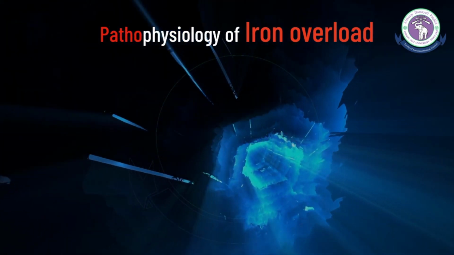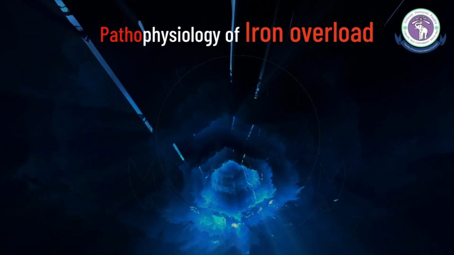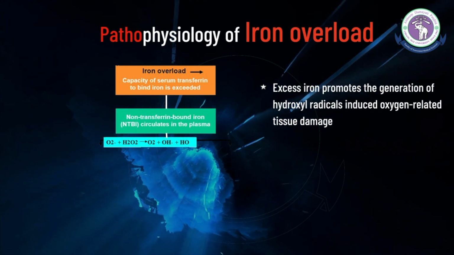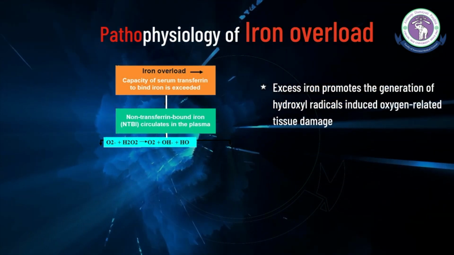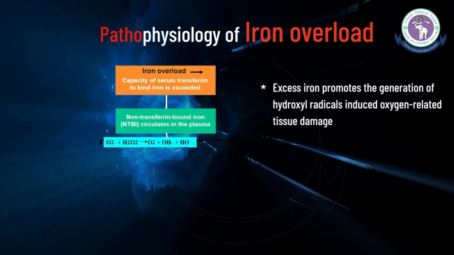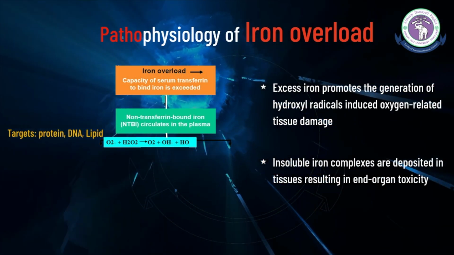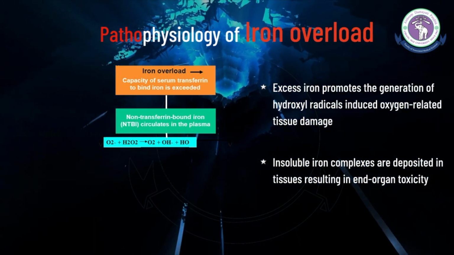Two mechanisms are explained in tissue damage when there is iron overload. First, excess iron promotes the generation of hydroxyl radicals, which induce oxygen-related tissue damage. Second, insoluble iron complexes are deposited in tissues, resulting in end organ toxicity.